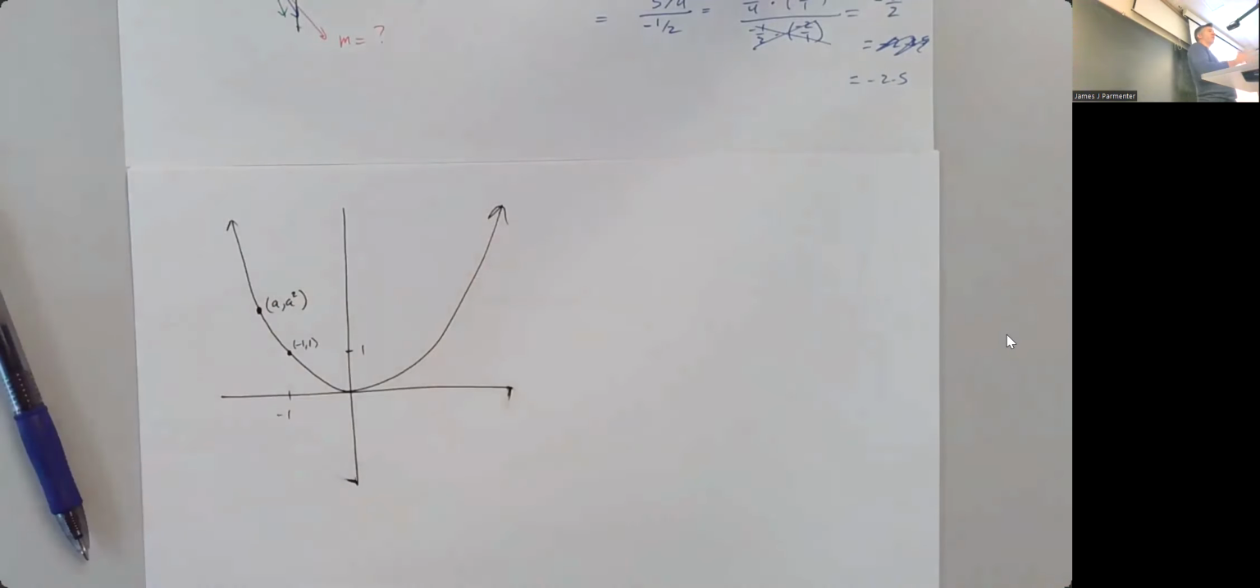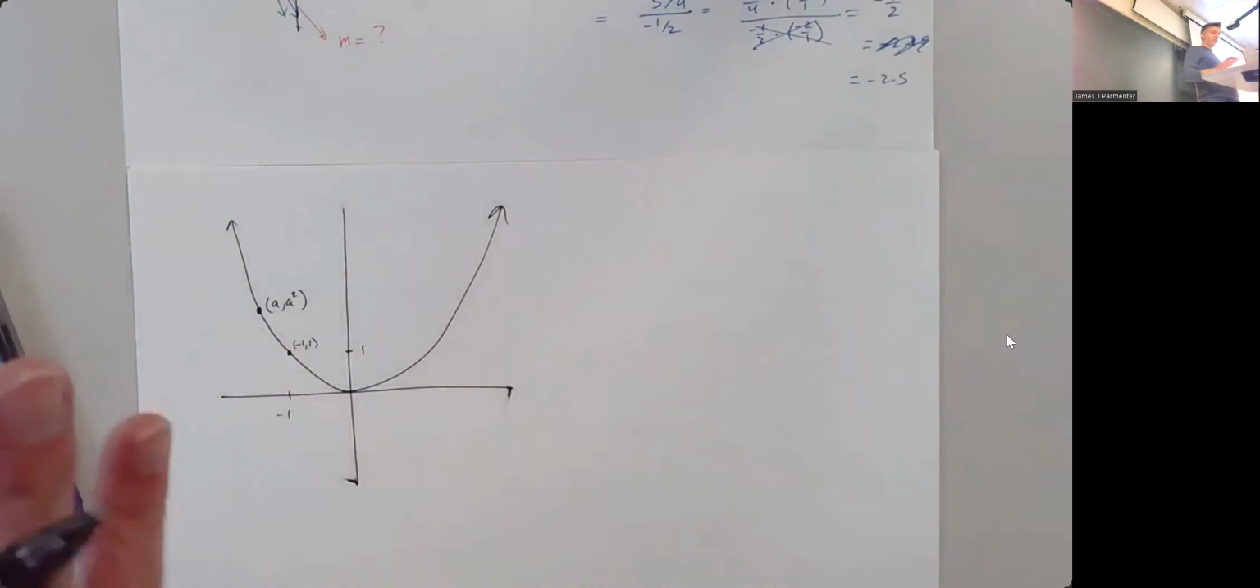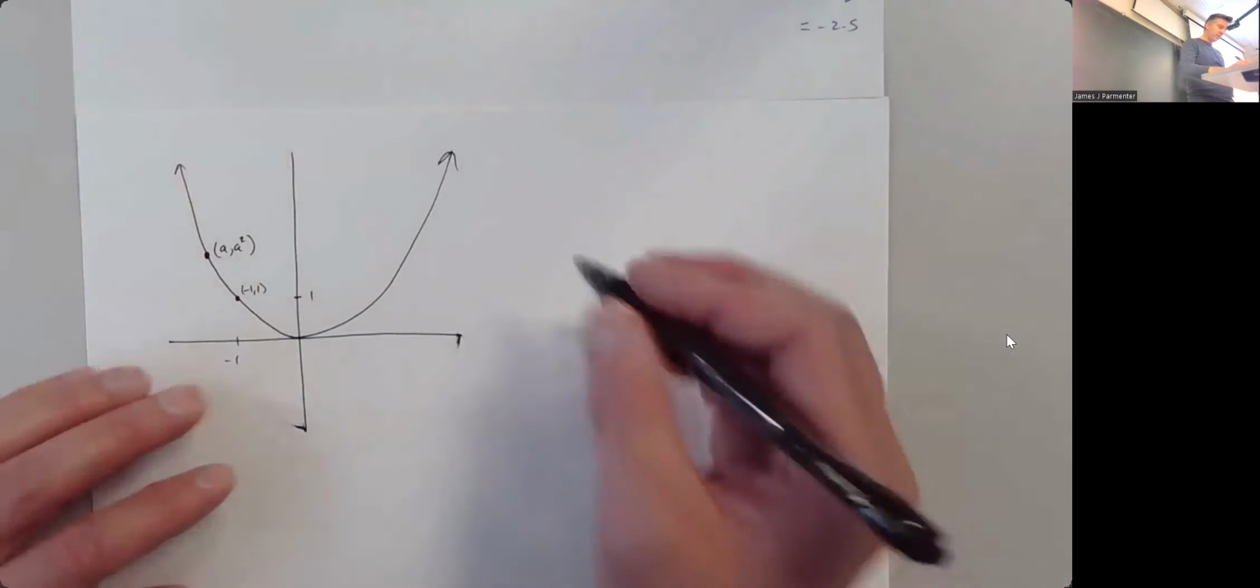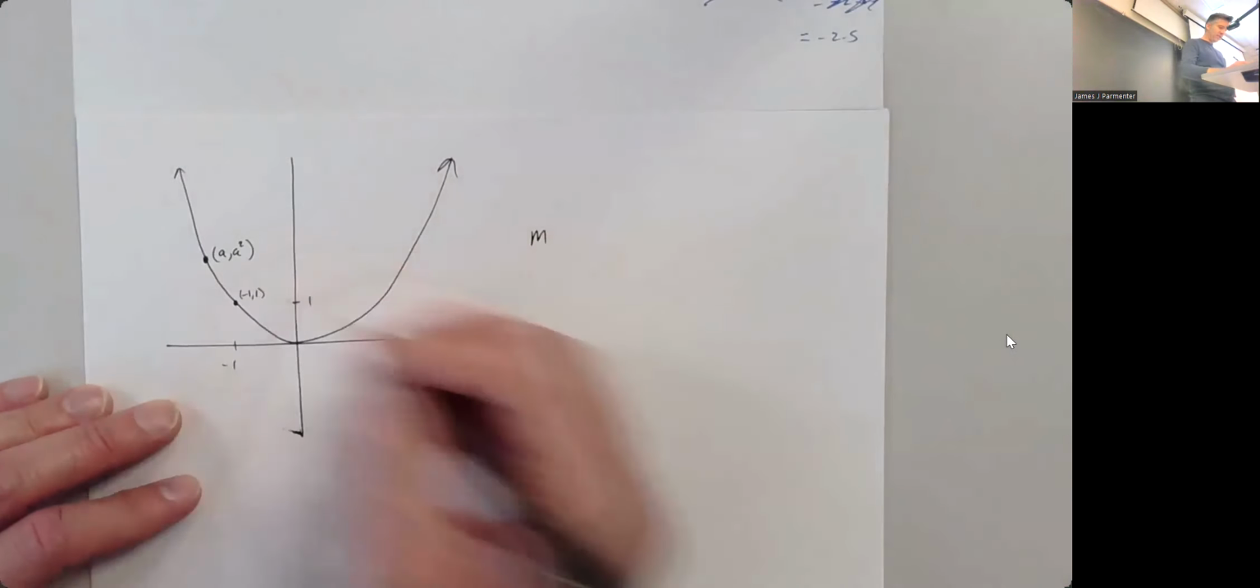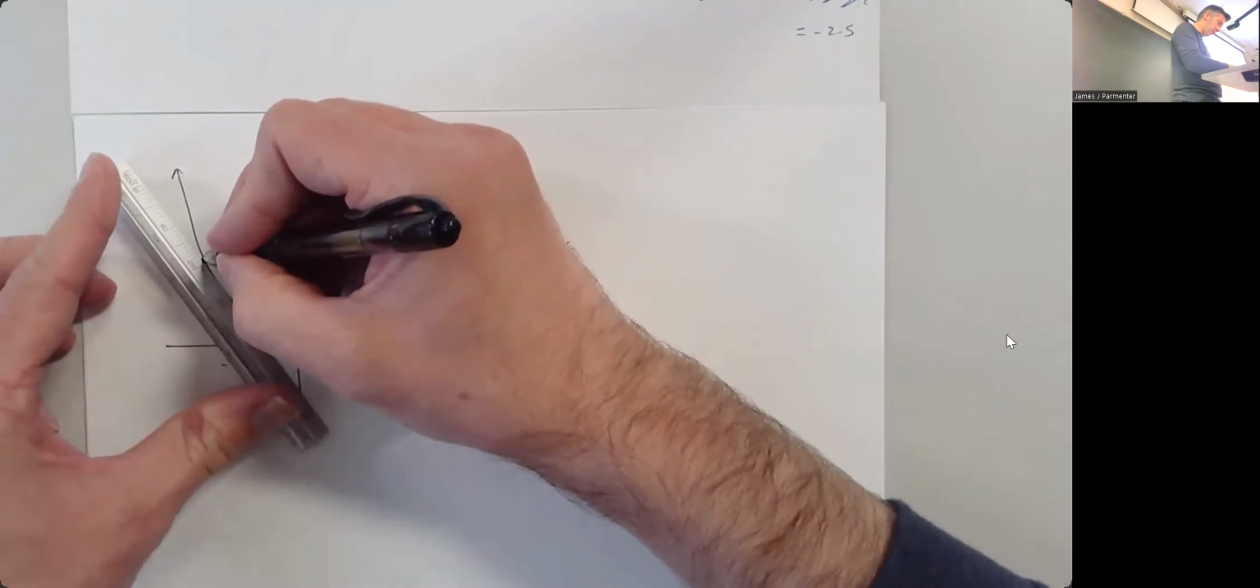And A can be positive or negative. I don't have to call it negative A. I'm just going to call it A and say that A could be a positive or a negative number. Here specifically, it looks like it's negative, but that doesn't matter. So I'm going to find the slope of this secant line between these 2 points.